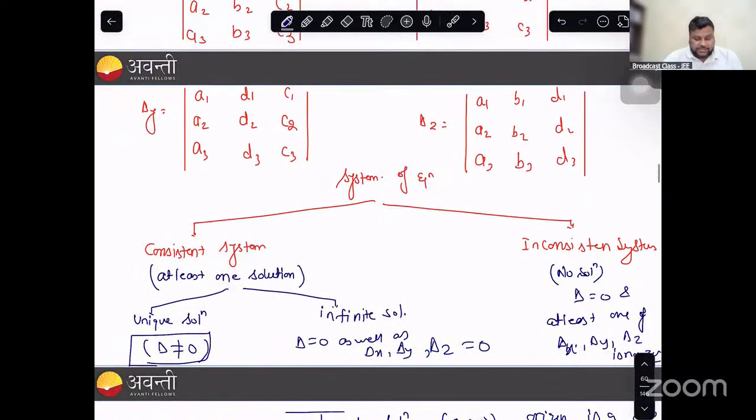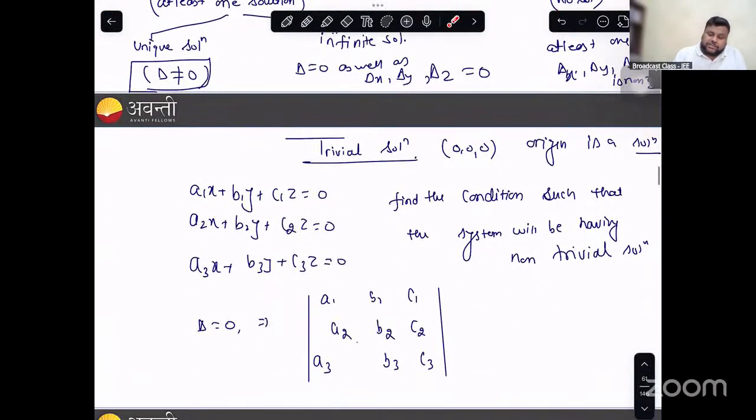Now, the system of equations is called consistent or inconsistent. Consistent system means at least one solution. Inconsistent system means no solution. All right. So consistent system further has 2 cases, unique solution or infinite solution. For unique solution, denominator delta should not be 0. For infinite solution, delta should be 0 as well as delta x, delta y, delta z should be 0. Inconsistent means for no solution, delta should be 0 and at least one of delta x, delta y, delta z should be non-zero. Then I told you there is a solution called origin, that is a trivial solution.